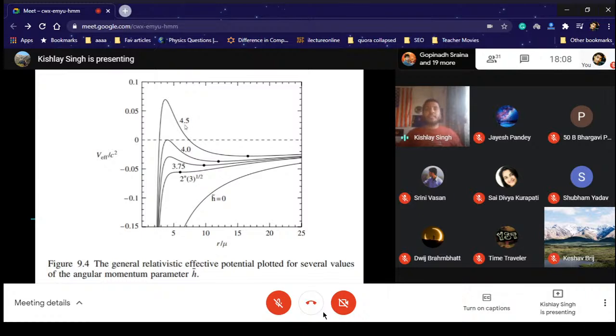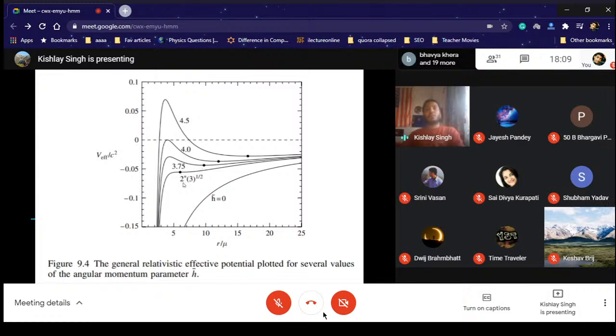These numbers are basically your specific angular momentum. This potential graph is for 4.5 angular momentum, and when you gradually decrease your angular momentum, you reach a point where the maxima and the minima come closer and it basically becomes one point. In this graph there is a maxima here and a minima here. When you decrease the angular momentum, the maxima and minima get closer, and again much closer.